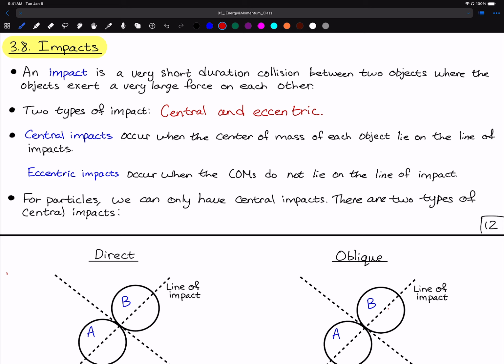For particles, because we are considering infinitesimal points, we can only have central impacts. We cannot have any eccentric impacts, given that particles are assumed to have no size. So for particles, we can only have central impacts, and there are two types of central impacts. These are direct and oblique.